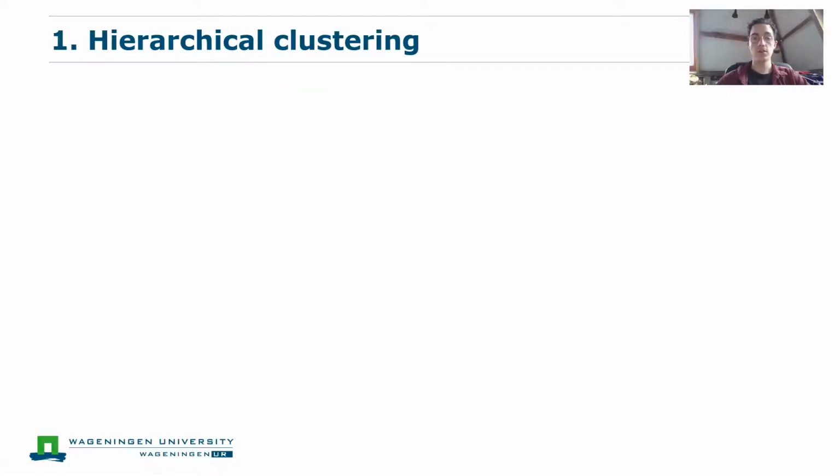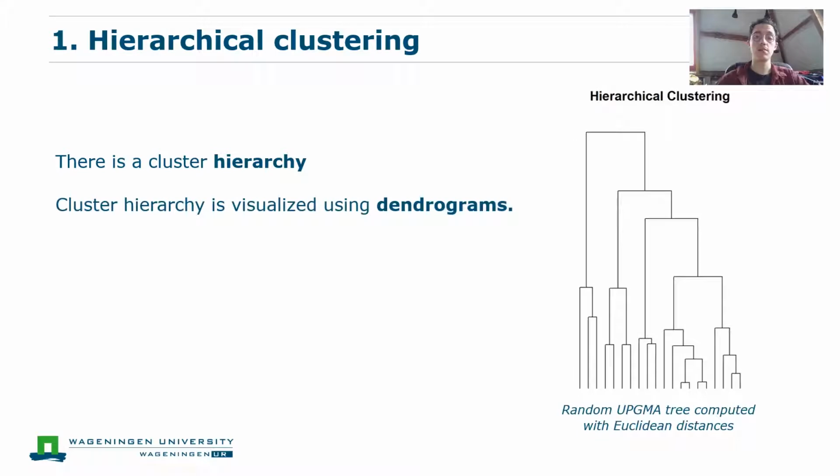So first, let's talk about hierarchical clustering. Now, hierarchical clustering is characterized because there is a cluster hierarchy. And the hierarchical clusters are expressed in dendrograms, which you have probably seen because it's how phylogenetic analysis is done. Now, this hierarchy means that clusters are nested within each other. So you first define this small cluster, and then you put this cluster into a bigger cluster, and this cluster into a bigger cluster, and so on.